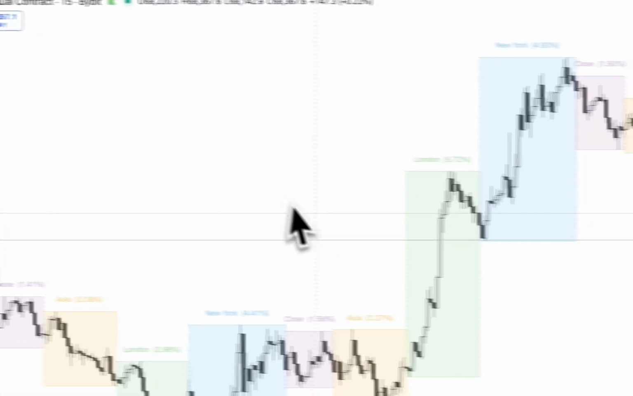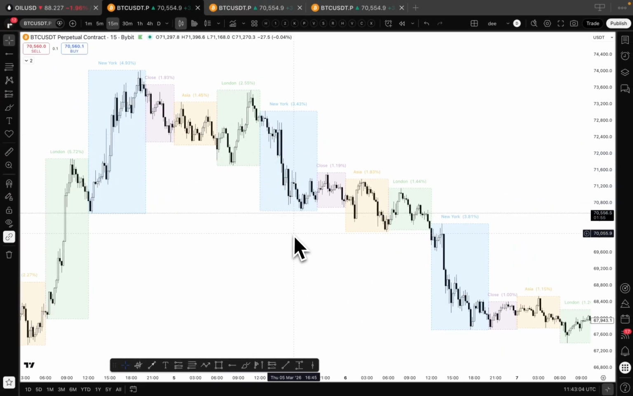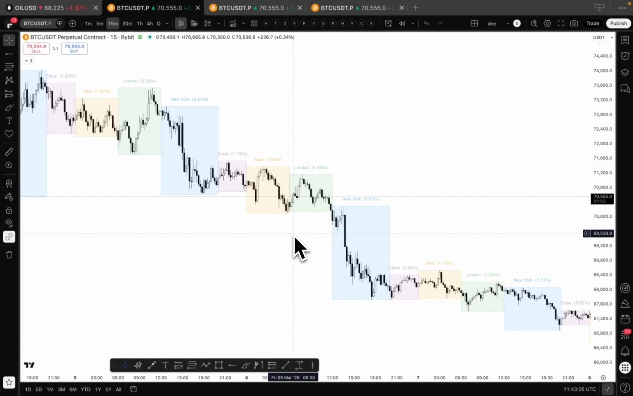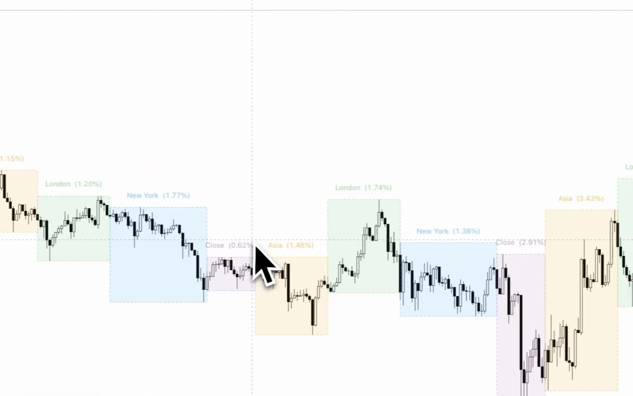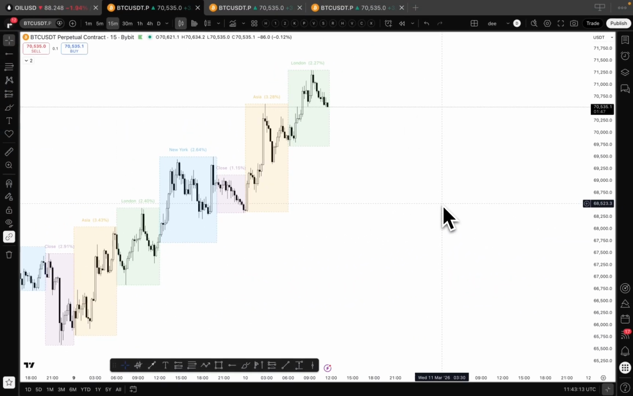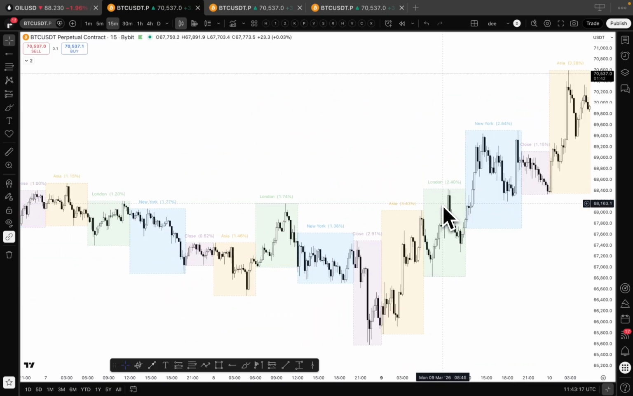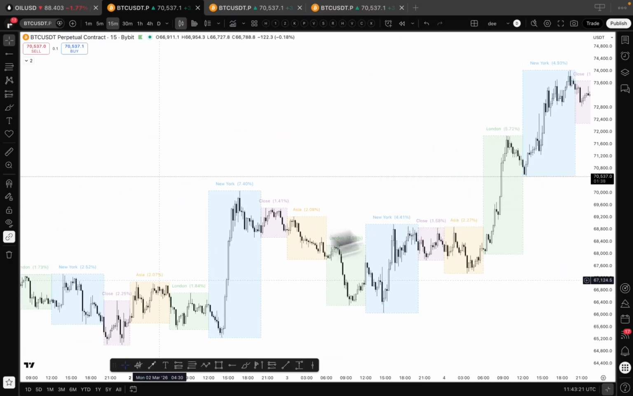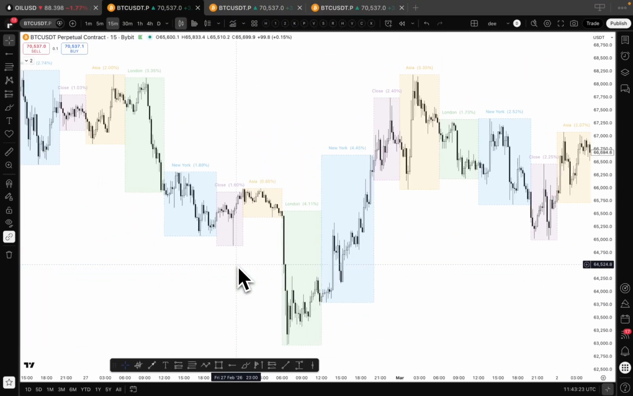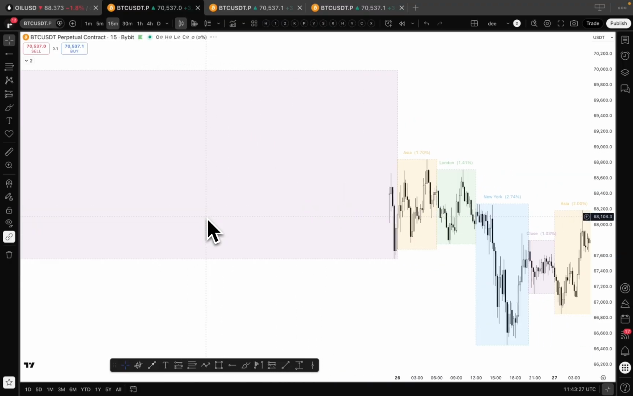Basically, this is the New York session. This is an indicator that shows the trading sessions and overlays them on the chart. This is New York, this is New York, this is New York. From this you can easily tell that New York is one of the most volatile sessions. You can see how much movement we see in the markets during New York sessions.